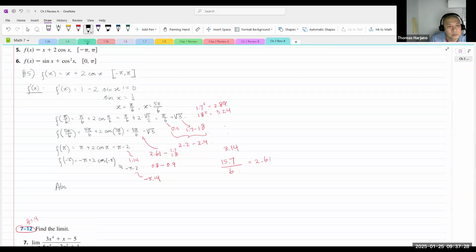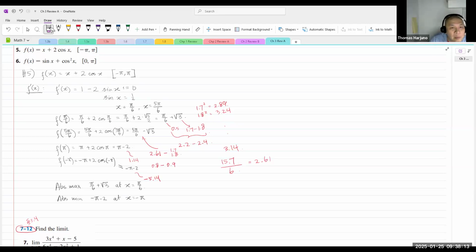Absolute maximum is which one? Yeah, absolute maximum is this guy. Pi over 6 plus radical 3 at x equals pi over 6. Absolute minimum is negative pi minus 2 at x equals negative pi.